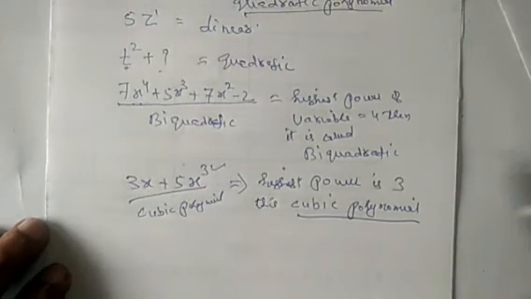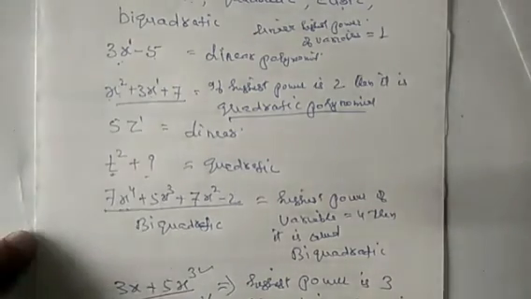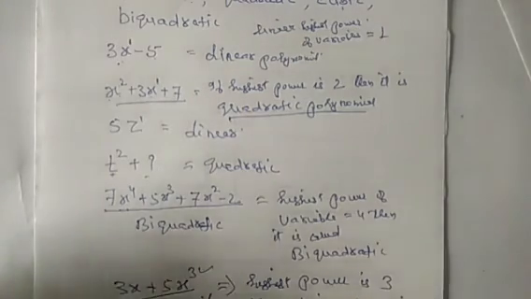So now it is clear. If 1 is the highest power, it is linear. If highest power of expression is 2, then you will say it is quadratic. If the highest power is 3, it will become cubic. If the highest power is 4, it will become biquadratic.